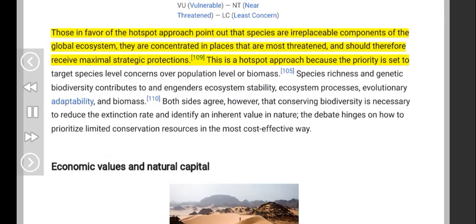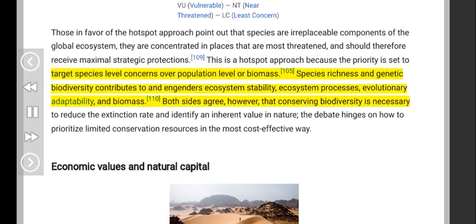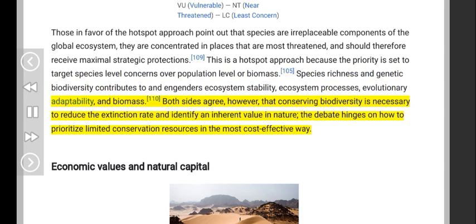Those in favor of the hotspot approach point out that species are irreplaceable components of the global ecosystem, they are concentrated in places that are most threatened, and should therefore receive maximal strategic protections. This is a hotspot approach because the priority is set to target species-level concerns over population-level or biomass. Species richness and genetic biodiversity contribute to and engender ecosystem stability, ecosystem processes, evolutionary adaptability, and biomass. Both sides agree, however, that conserving biodiversity is necessary to reduce the extinction rate and identify an inherent value in nature. The debate hinges on how to prioritize limited conservation resources in the most cost-effective way.